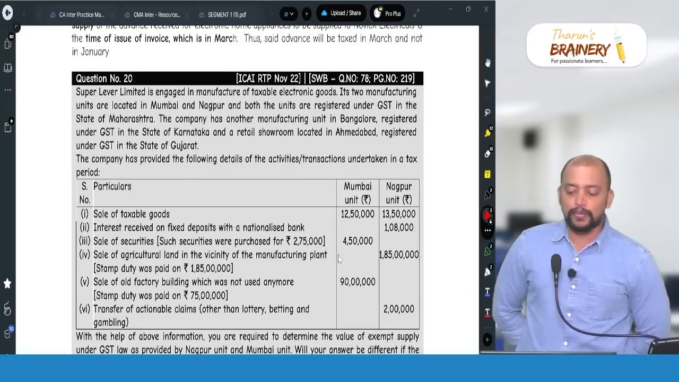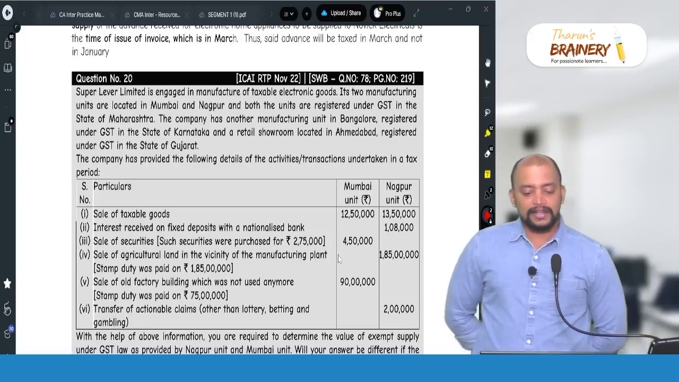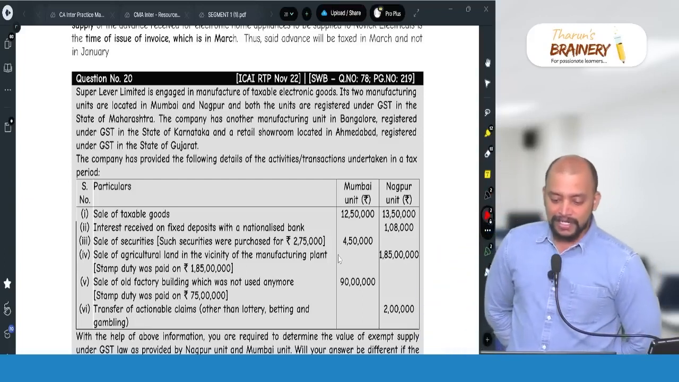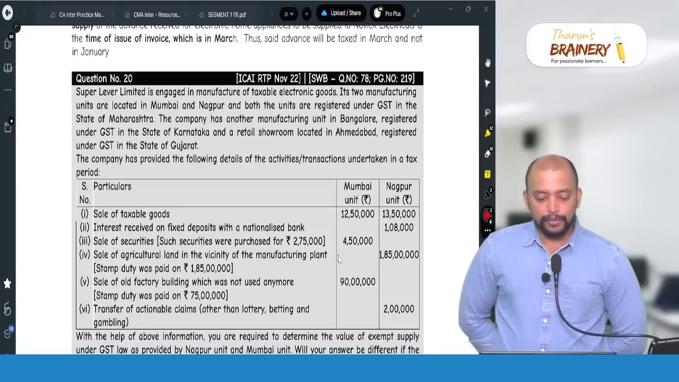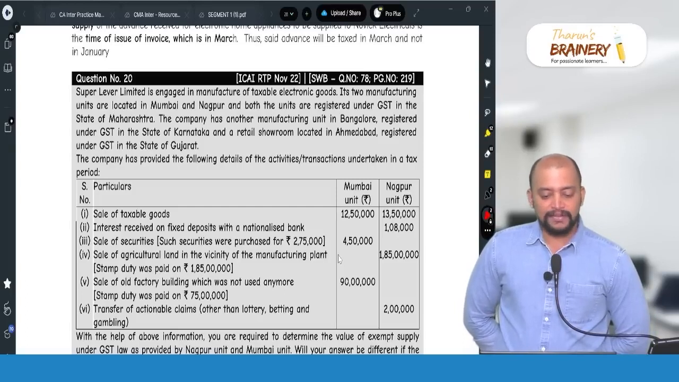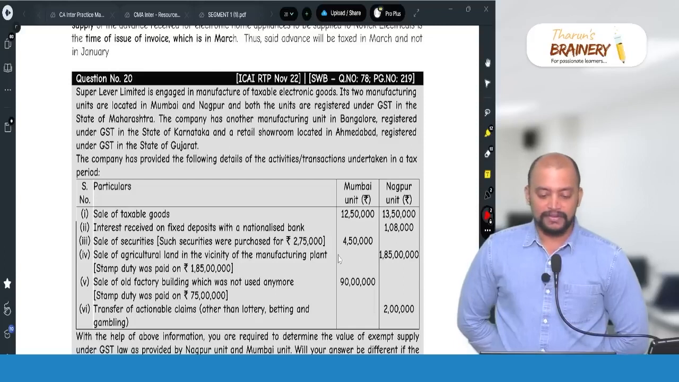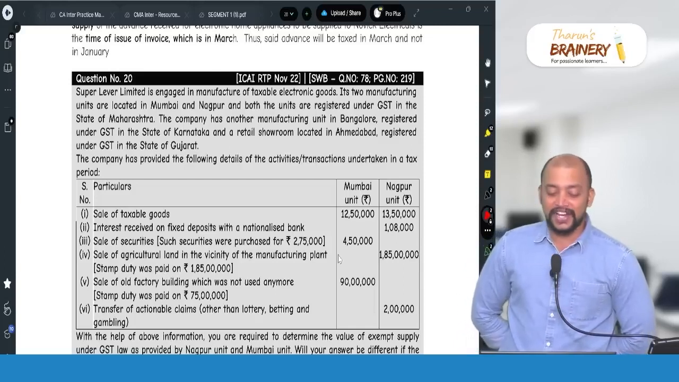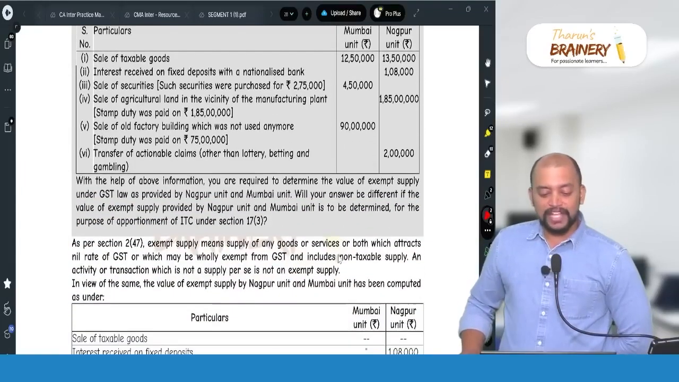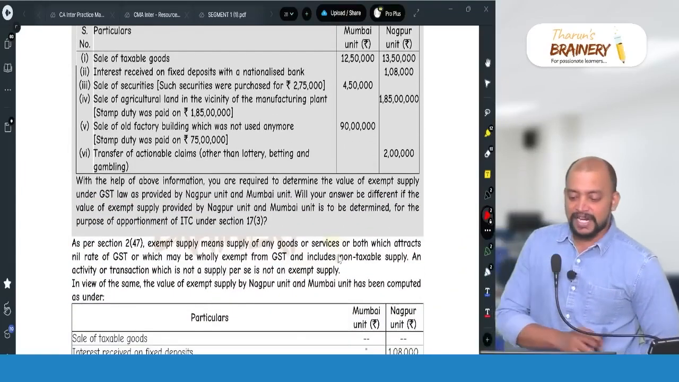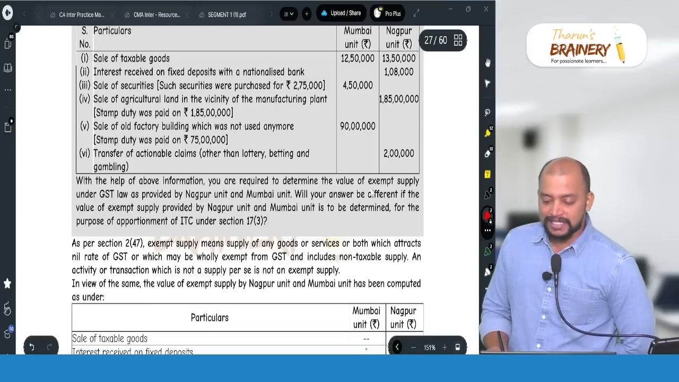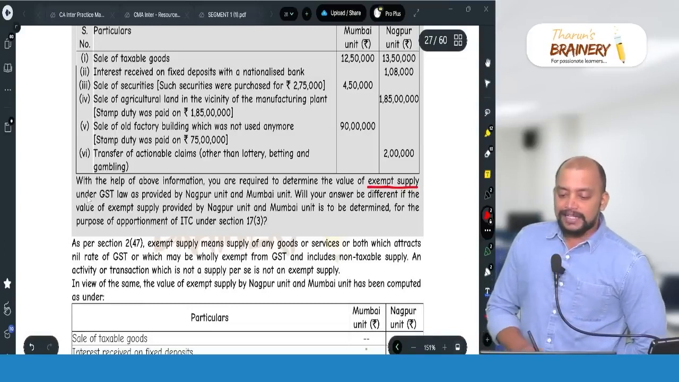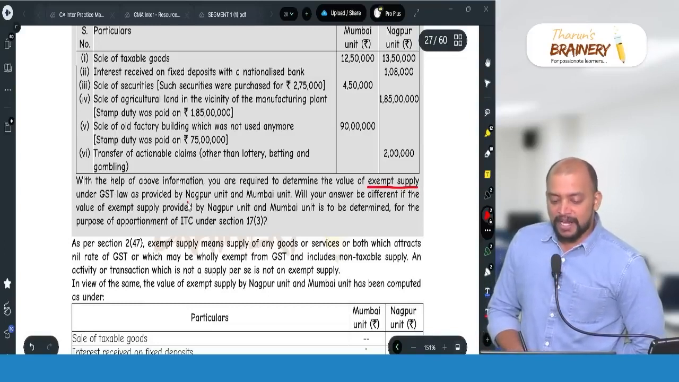So they have the Mumbai unit, the Nagpur unit, and even Karnataka also they have. Let them have, we don't have any botheration. But what we need to determine in this question is, with the help of the above information, you are required to determine the value of exempted supply under GST as provided by Nagpur unit and Mumbai unit.